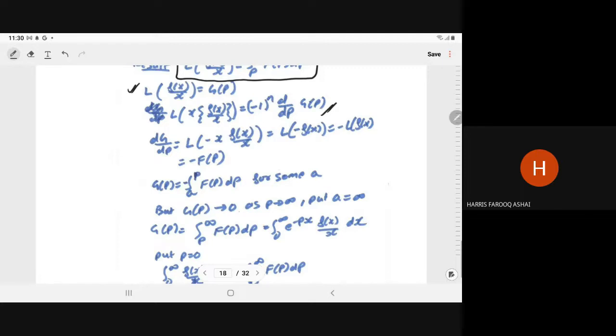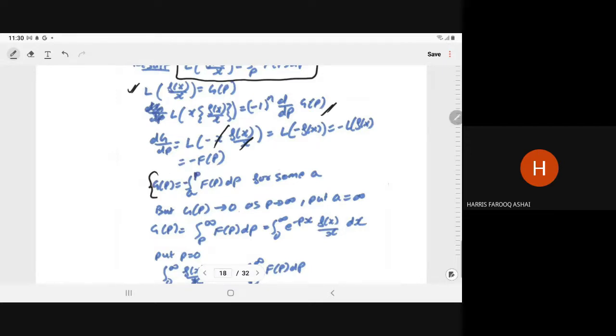minus the Laplace transform of x into f(x) upon x, and you can write that because the Laplace transform follows the linear property. So the Laplace transform of x into f(x) upon x, now x and x cancel out. So here it will give you the Laplace transform of minus f(x), or minus the Laplace transform of f(x), and the Laplace transform of f(x) is nothing but f(p). So from here, dg/dp is equal to minus f(p).